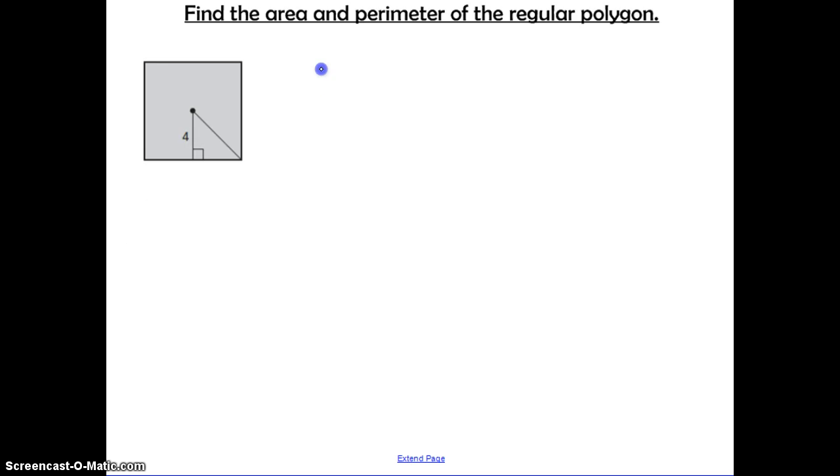So let's take a look at a few examples. Here's the first one. So we want to start off with our formula. A is equal to 1/2 ANS. So we want to make sure we find A, we want to find N, and we want to find S. Our apothem goes from center to side of the polygon. So our apothem is 4. N stands for the number of sides, which is 4. So the only thing we're missing is S, the side length.